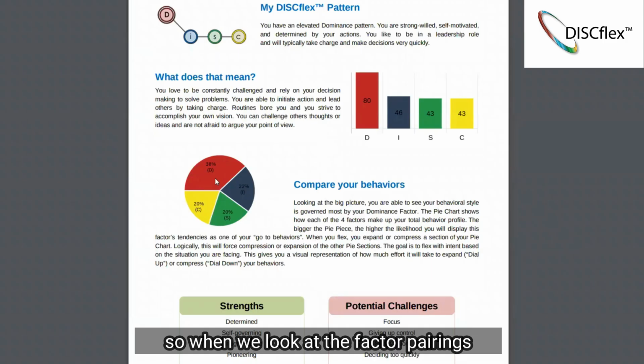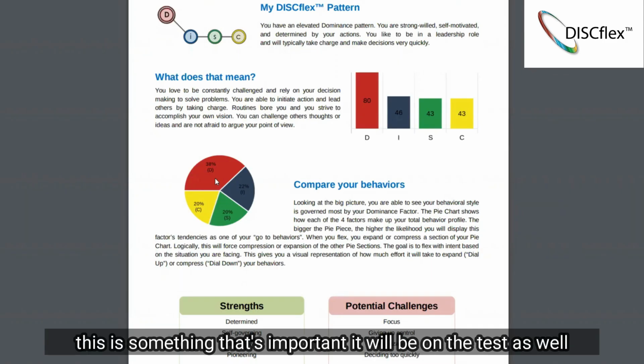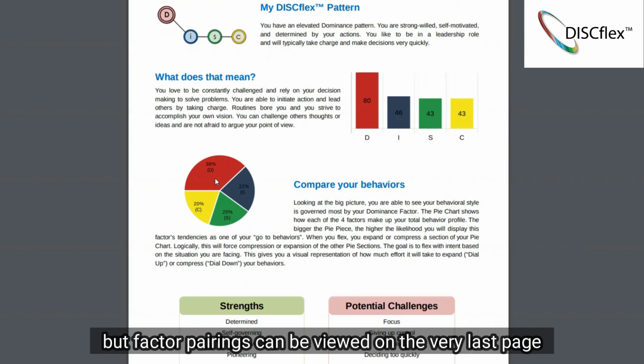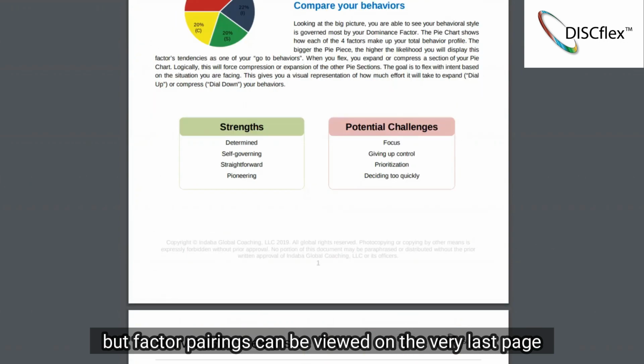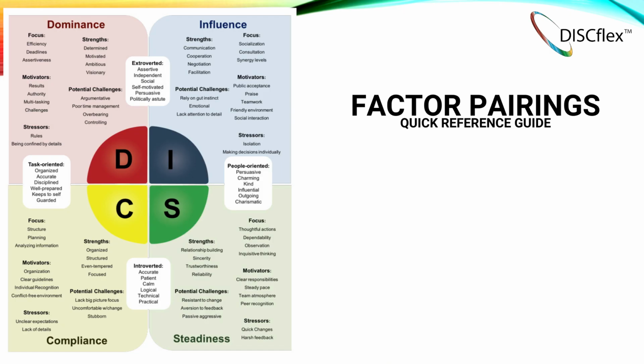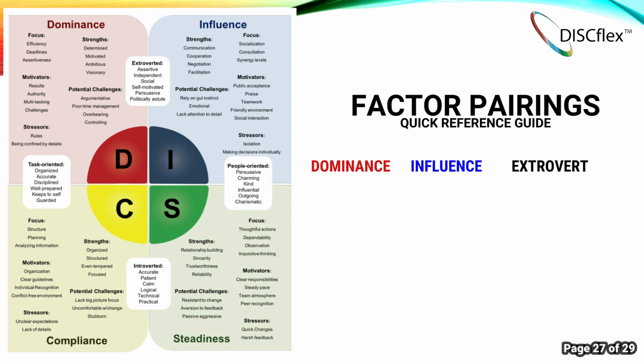So when we look at the factor pairings, this is something that's important. It will be on the test as well. But factor pairings can be viewed on the very last page, or in the last 3 pages, I'm sorry, of the report. It's the first of 3 quick reference guides. It'll look like this. This is page 27 of 29. And dominance and influence together measure extroverted behaviors.